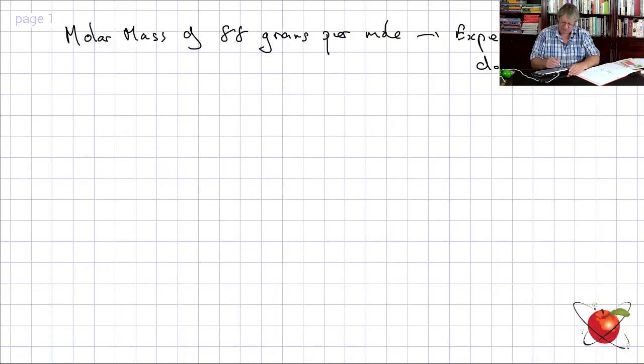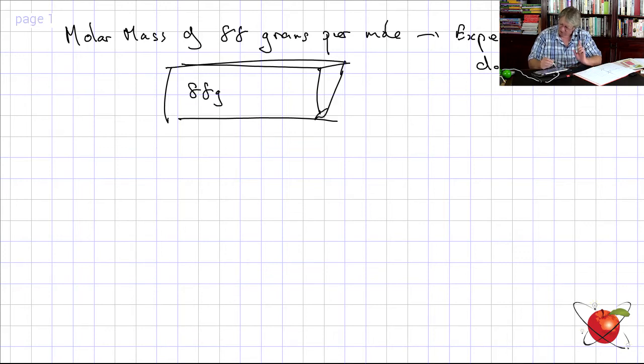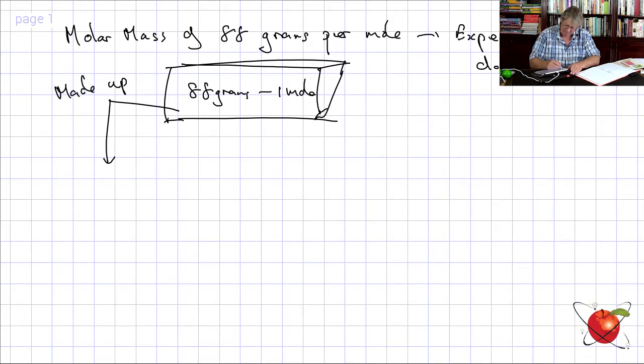And they tell us the percentages it's made up of the following. So what have we got? We've got this block over here. This stuff here has a mass of 88 grams in 1 mole of the substance. This is made up of the following. And they tell us that it's made up out of carbon, hydrogen, and oxygen, as follows.